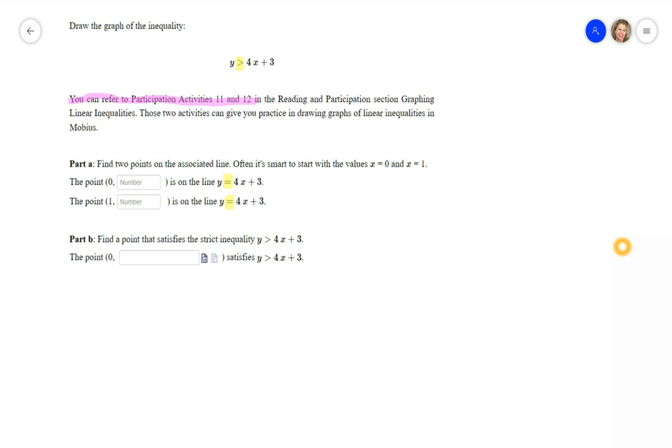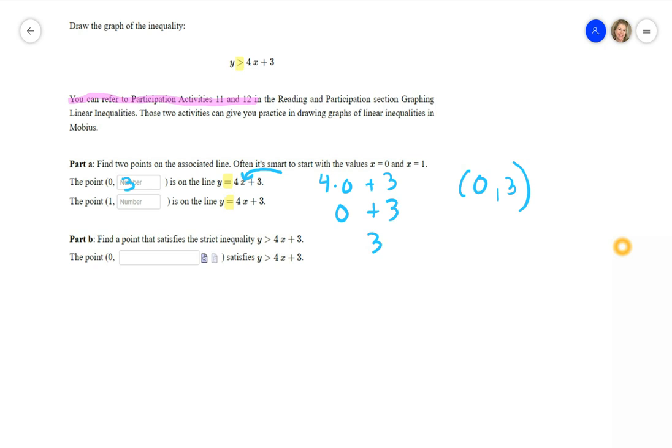So if we stick the 0 in here, we're going to get 4 times 0 plus 3. And according to order of operations, you'd multiply first. So 4 times 0 is 0. 0 plus 3 is 3. So the number that we would put here is 3. That is the ordered pair 0, 3.